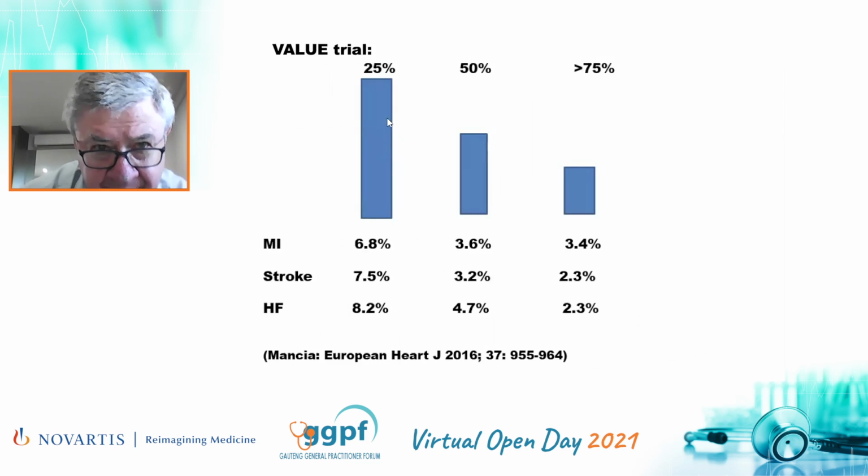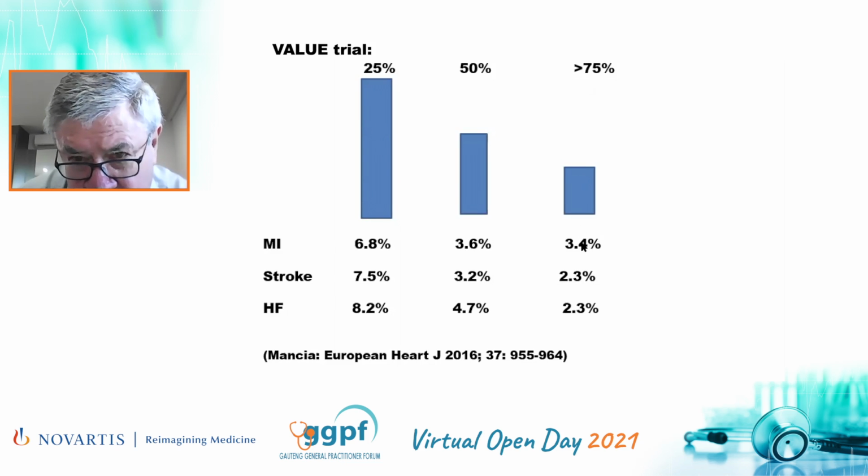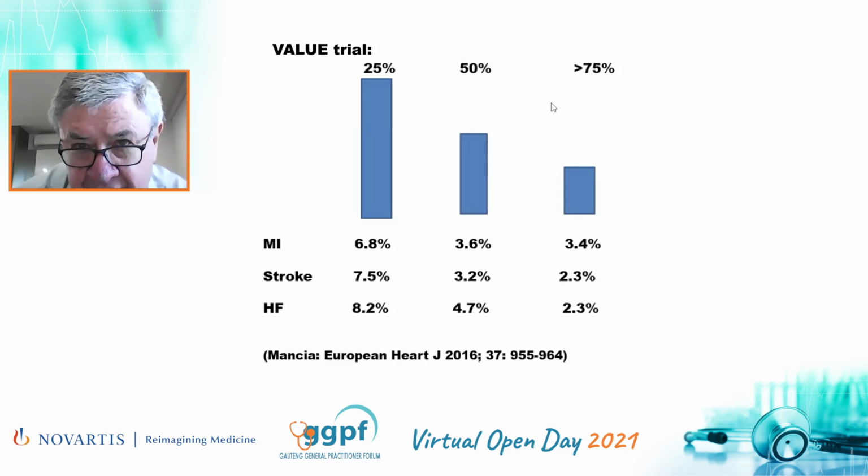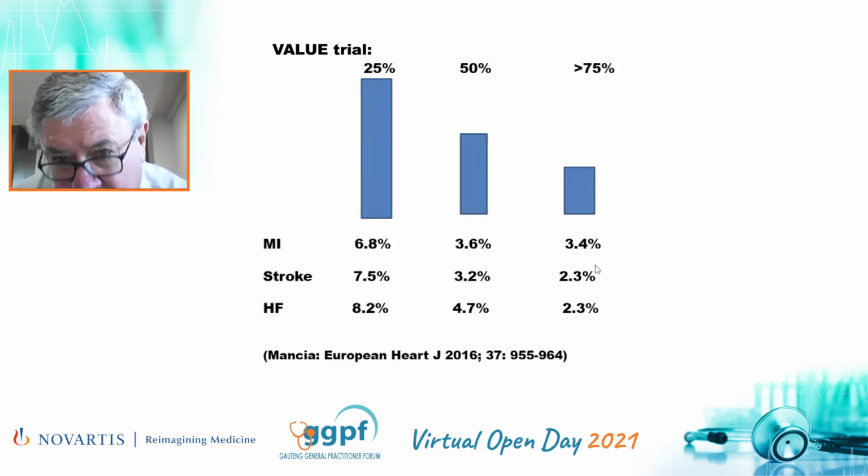So let's have a look at the results. Now let's look at the VALUE trial. If you were controlled only about 25% of the time, myocardial infarction rate was 6.8% per year. If you were controlled for 50% of the time, it dropped to 3.6%. If you were controlled 3/4 of the time, it dropped slightly further. Stroke, 7.5, 3.2, 2.3%. Heart failure, 8.42. So the point about this is an easily measured metric. How many times in percentage was the blood pressure controlled when you saw the patient in your practice? Because the more often it is controlled, the fewer the events.